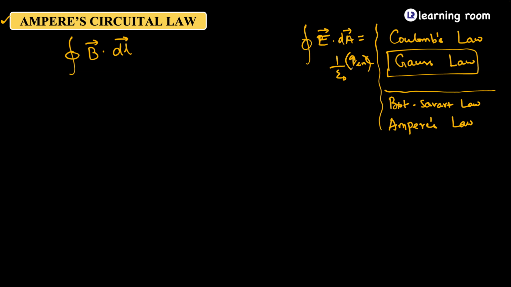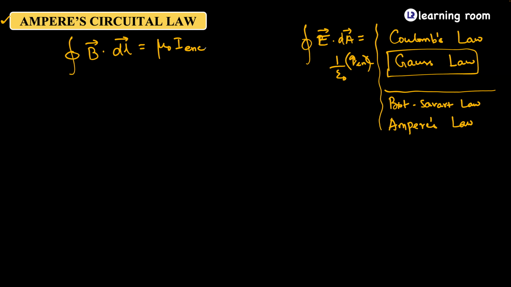So the line integral of B vector dot dl vector is equal to, remember in physics, wherever 1 by epsilon naught is there, it is replaced with mu naught. So 1 by epsilon naught will come for electric field, mu naught will come for magnetic field. So that is mu naught times, here instead of charge, we replace it with current. So we write it as I enclosed. The proof is not needed. So what does it state? The line integral of B vector dot dl vector is equal to mu naught times current enclosed.